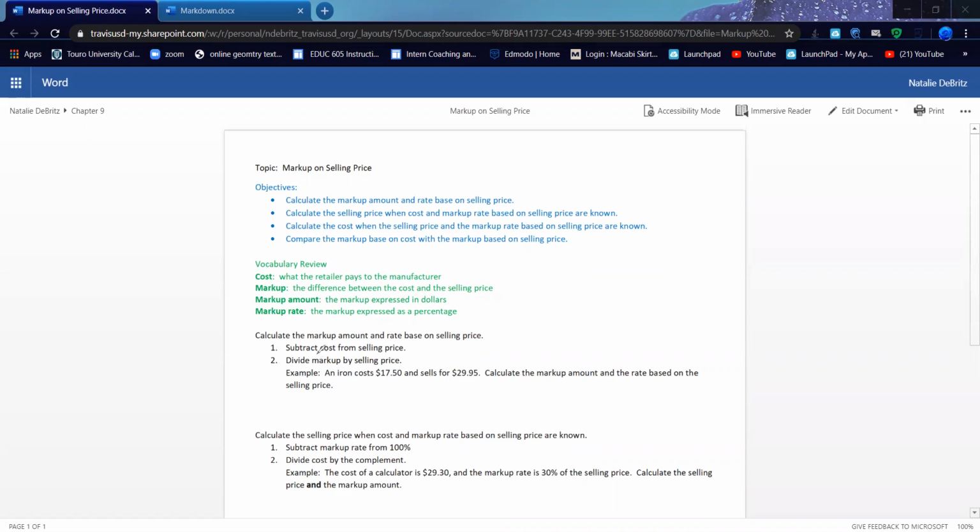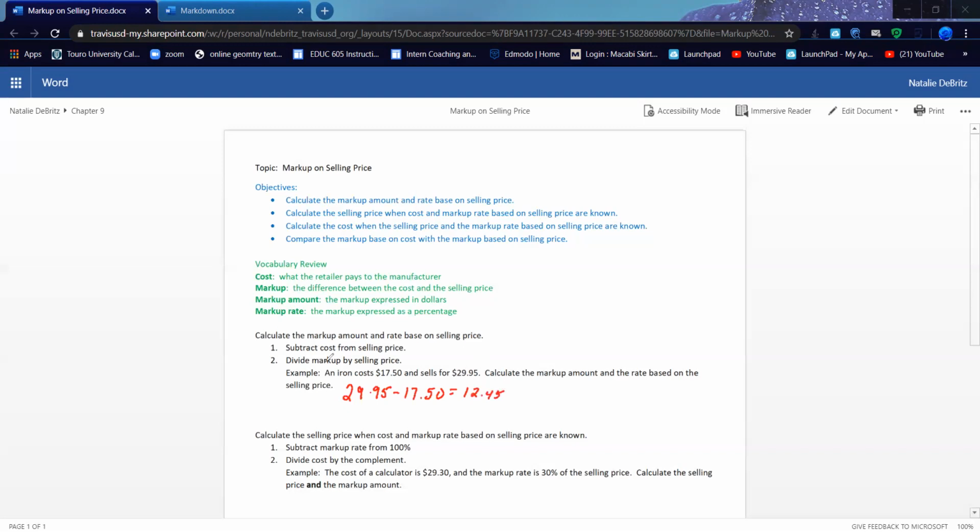So the first thing we're going to do is subtract the cost from the selling price. So it was $17.50 and it sold for $29.95. So I'm going to subtract those. Whoops. Subtract them in the right order. You're going to subtract the cost from the selling price. So write down the selling price first. Which is going to give you $12.45.